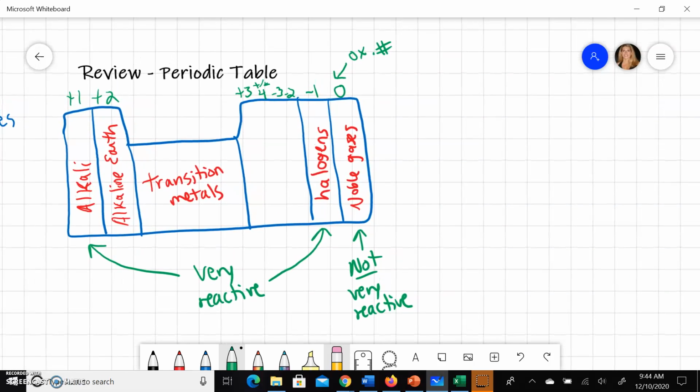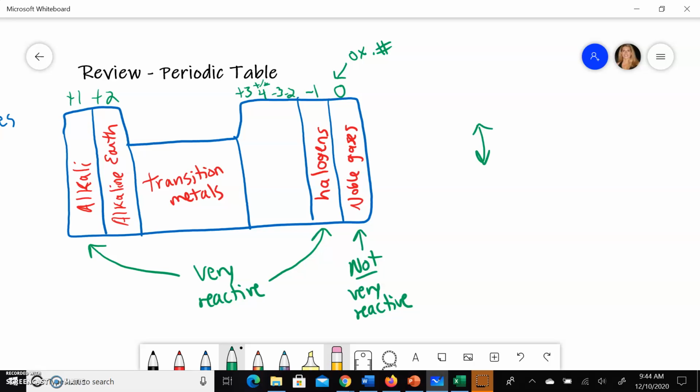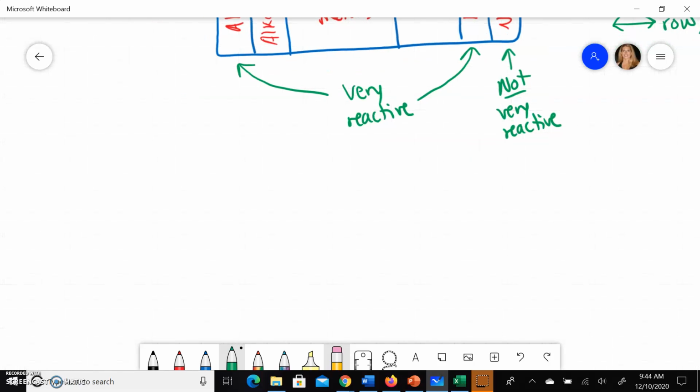There are a few vocab words you need to be familiar with. Up and down is called a group or family. Horizontal is called a row or period. It's a little confusing because if I ask you what row something is in, you're actually going to count down. It's the left and right horizontal rows, so then you would count down to see how many it's going to be. The next thing we want to do is compare metals to metalloids and nonmetals.